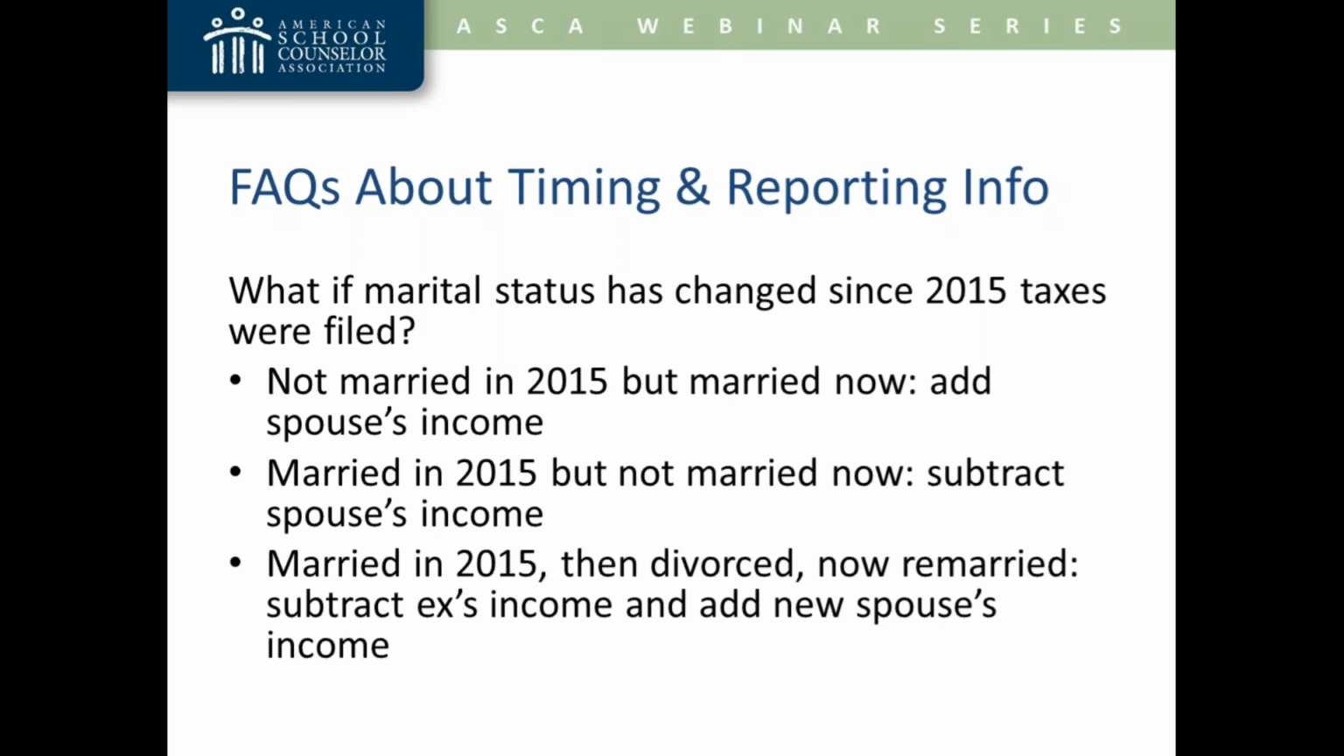2015. Then similarly, if the student or parent filed 2015 taxes as married but is no longer married when filling out the FAFSA, then the spouse's income will need to be subtracted. And if the student or parent was married when filing 2015 taxes, then got divorced, and is now married to someone else, then there's a bit more math to do. They're going to have to subtract the ex's income and add the new spouse's income. There is help text in FAFSA.gov that discusses all these situations.